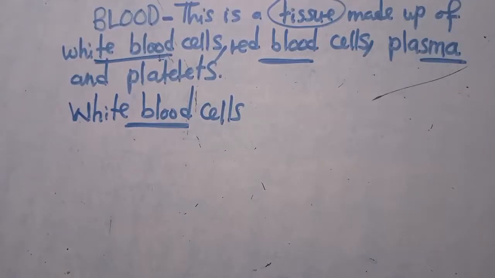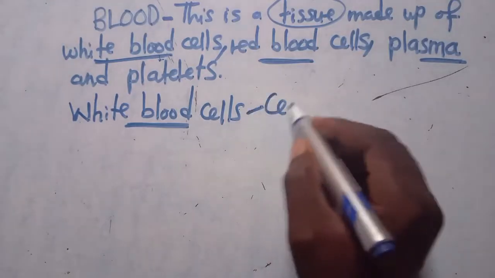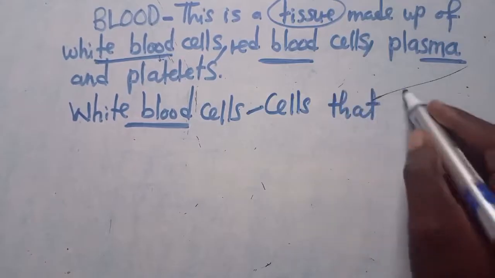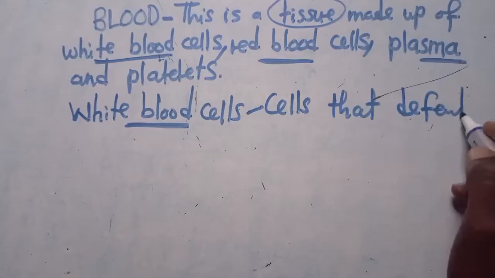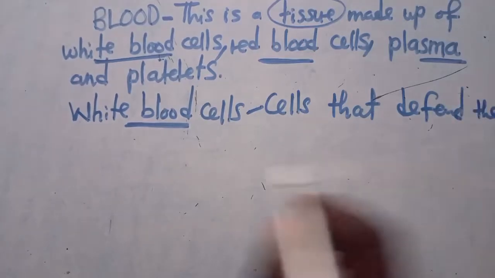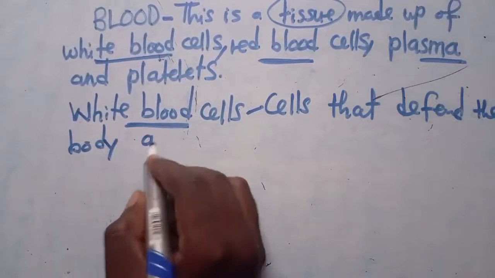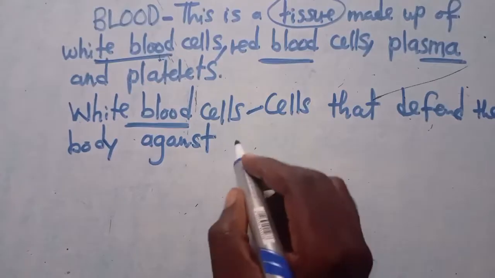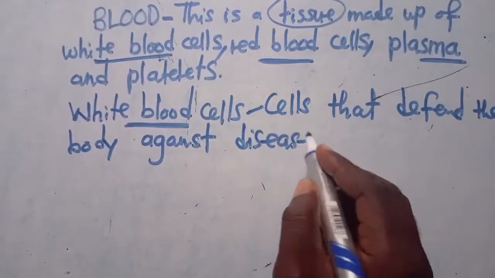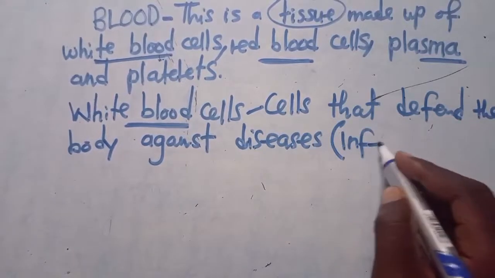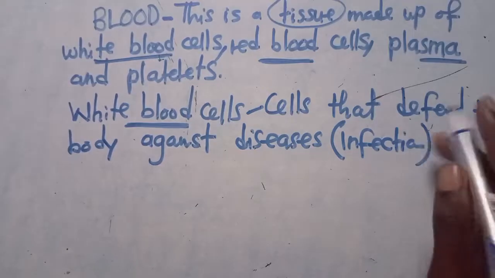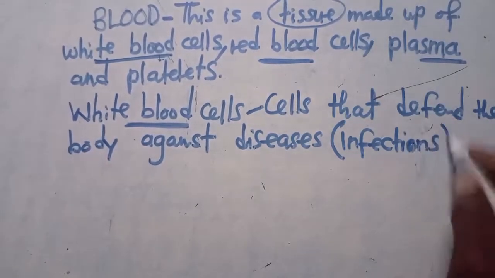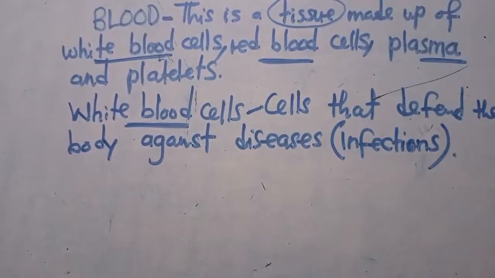Whenever we are talking about white blood cells, we are talking about the cells that defend the body against diseases and infections. The function is to defend the body against diseases or infections. We can just say they fight diseases in the body.